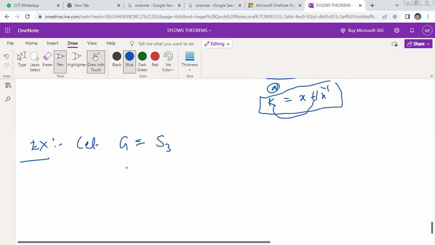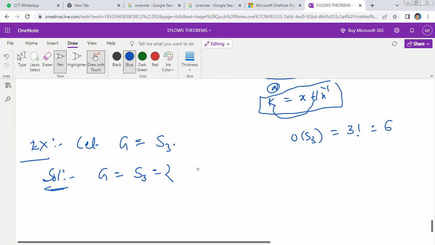Let G be equal to S3. What is the order of G? Here we are discussing the number of 2-Sylow subgroups, 3-Sylow subgroups, and also conjugacy. My group G is equal to S3. What is the order of S3? The symmetric group has order 3 factorial, and 3 factorial means 6. Therefore G is equal to S3.